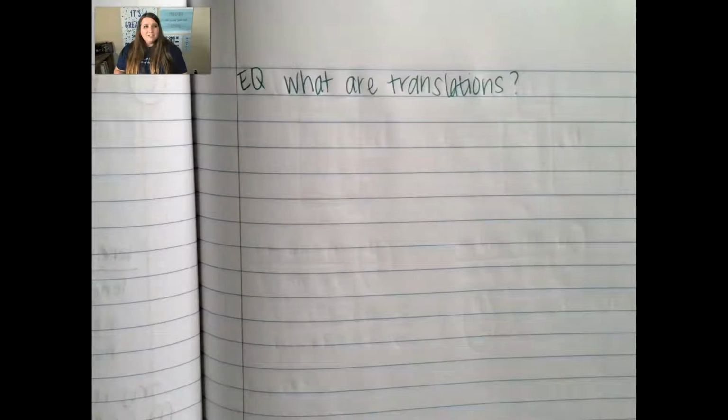Hi everyone, we are starting a brand new unit and our unit is all about transformations. So you can think of transformations like the Transformers. They change into something. Well, it's the same thing with math. So transformations are when you have one figure and you do something to it so it changes into something else. That new figure is called an image. So the type of transformation or change that we're going to talk about today is called a translation.